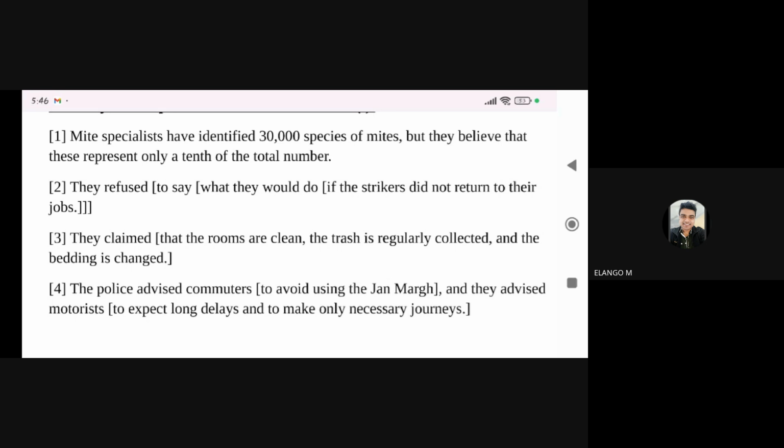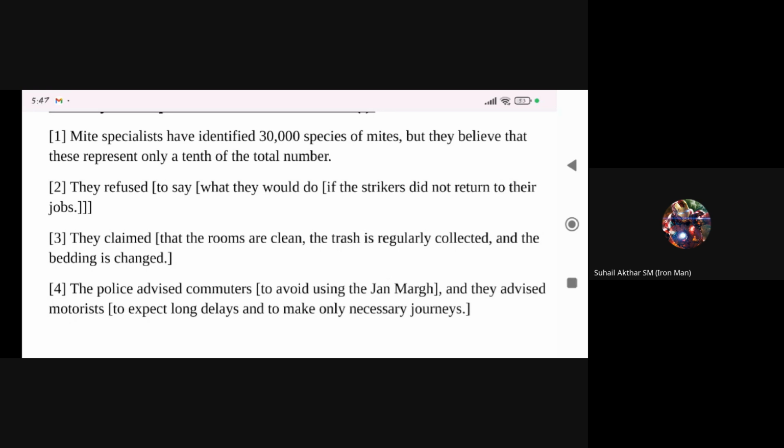The third one: they claimed that the rooms are clean, the trash is regularly collected, and the bedding is changed. How many subordinate clauses? One main clause, one subordinate clause. Okay, and what's the subordinate clause? That the rooms are clean, the trash is regularly collected, and the bedding is changed. Correct. Okay, everyone? This is your subordinate clause. One main and one subordinate.